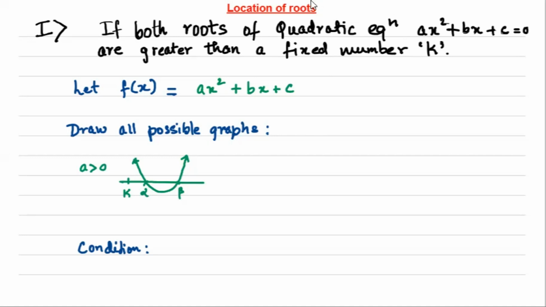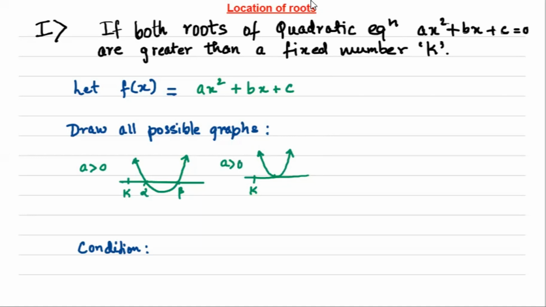Okay. So similarly, I could have for a greater than 0, something sort of this parabola opening upwards, isn't it? And here is the number k, right? So now these are the two possibilities for a greater than 0.